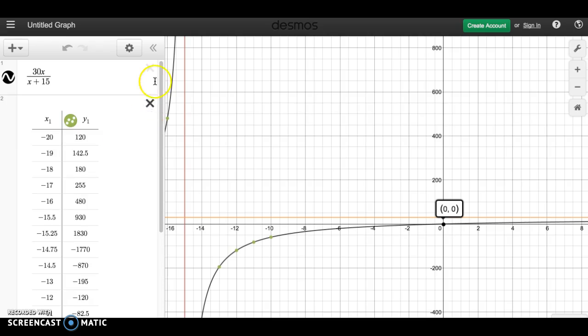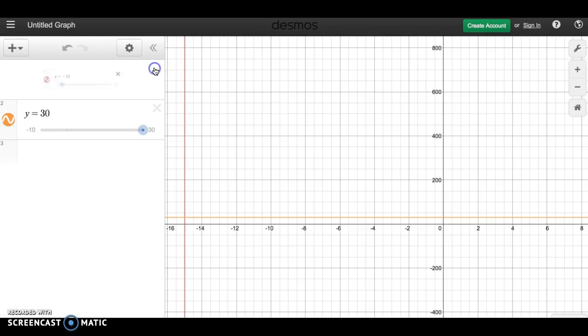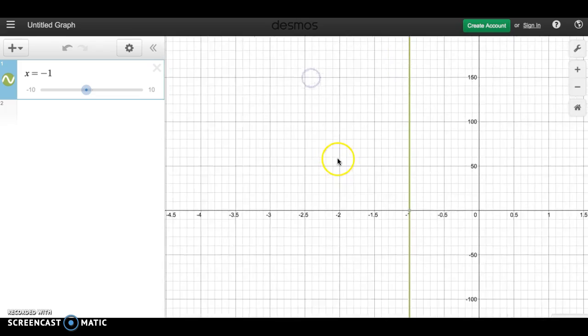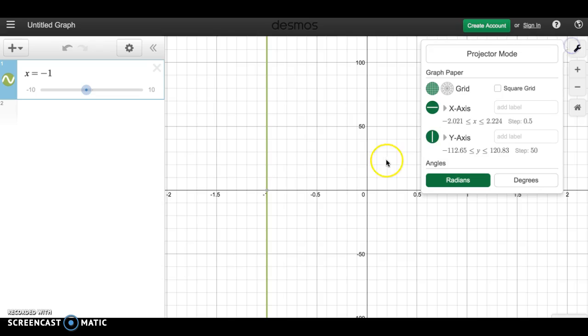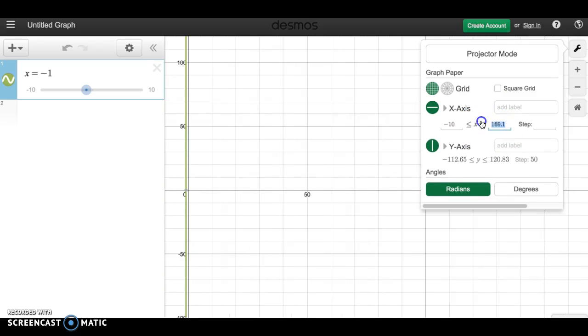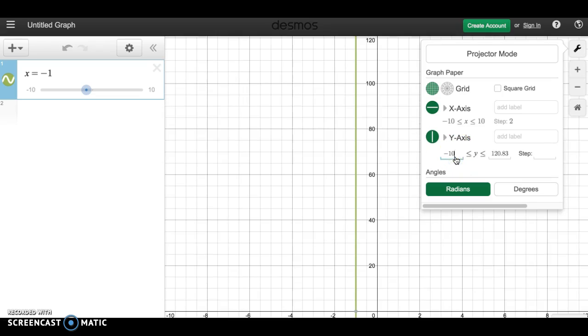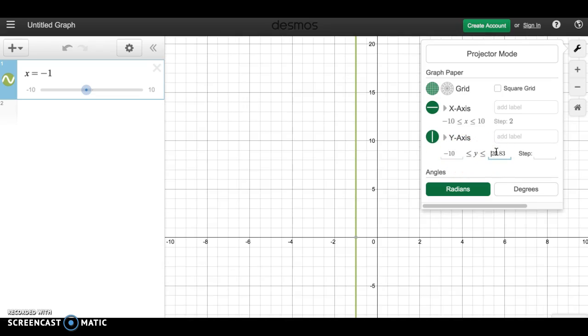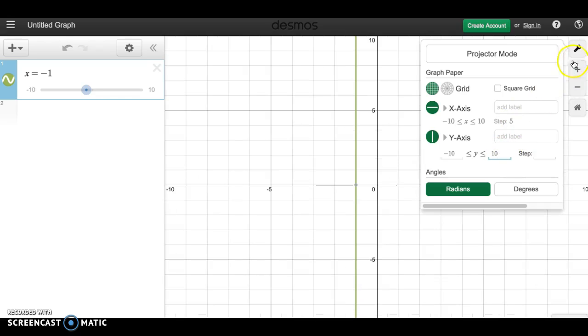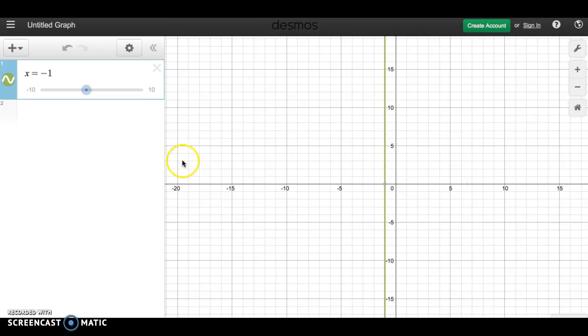Let me come over to my grapher and delete all this information. x equals negative 1, we know we have that. Let me try to zoom back in here. Let's go square grid. Let's go negative 10 to 10, negative 10 to 10. Okay, so we've got a vertical asymptote at x equals negative 1.